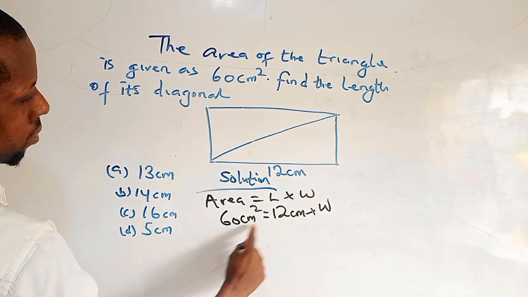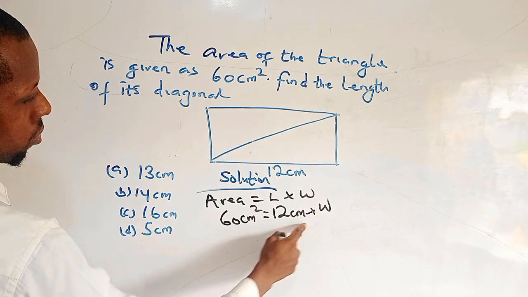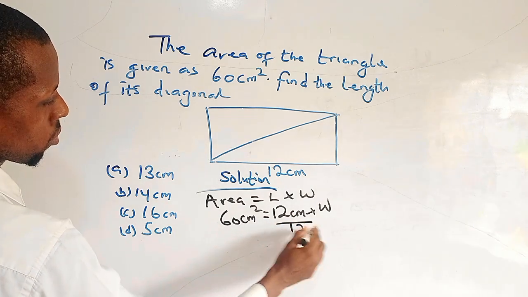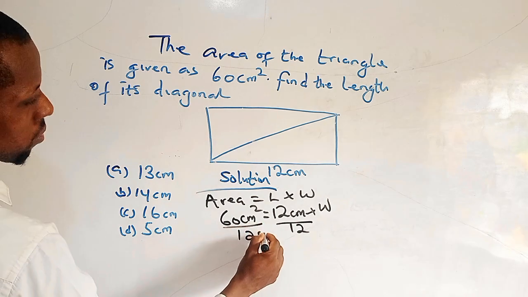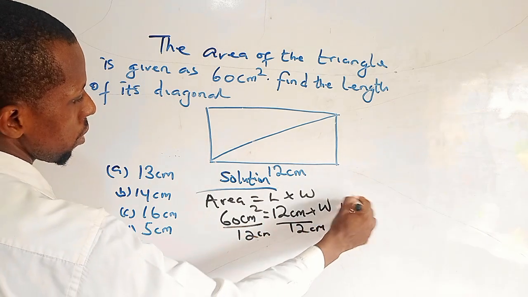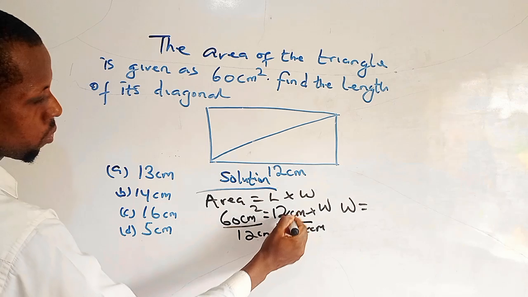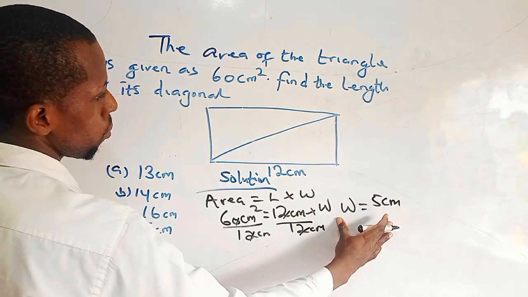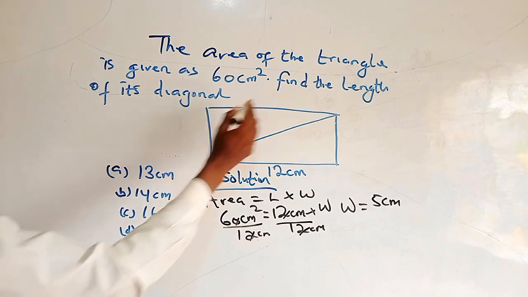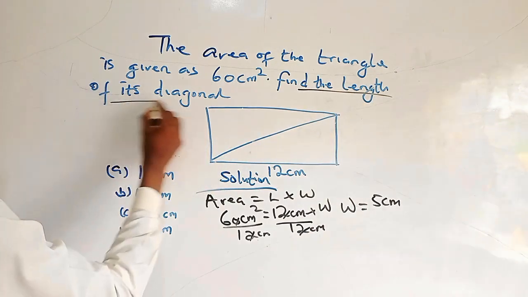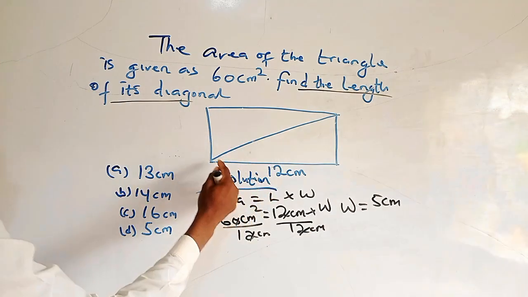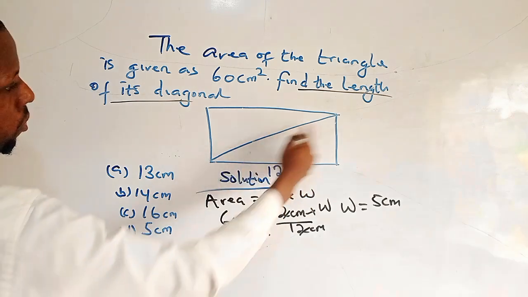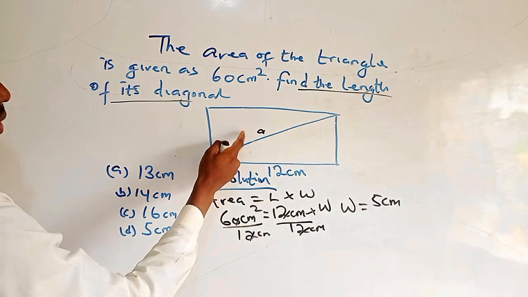We need to divide both sides by 12, okay? So we divide this by 12, we divide this by 12 centimeter, okay? So we have our width, 12 into 60, that is 5 centimeter for the width. But we have to figure out the length of the diagonal, which is this, okay? So let us assume the dimension here is A, okay? So how do we get this?